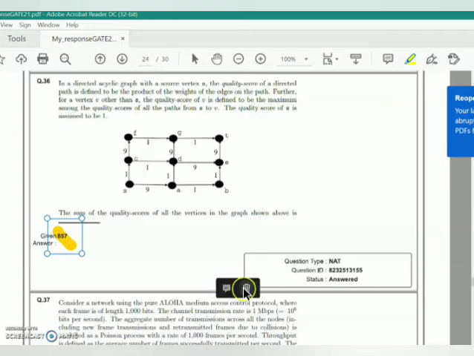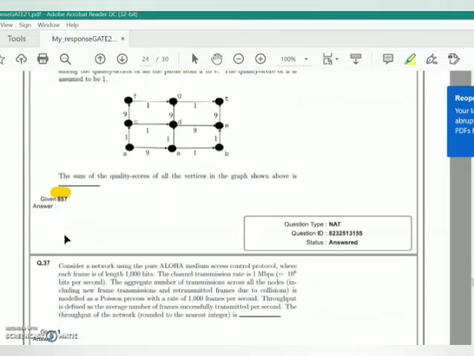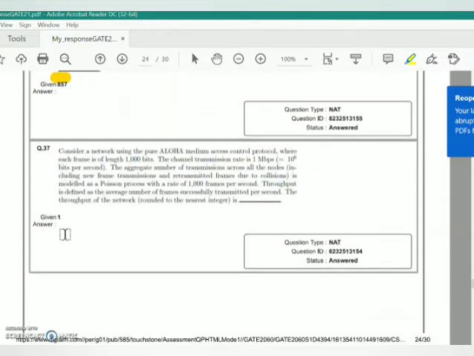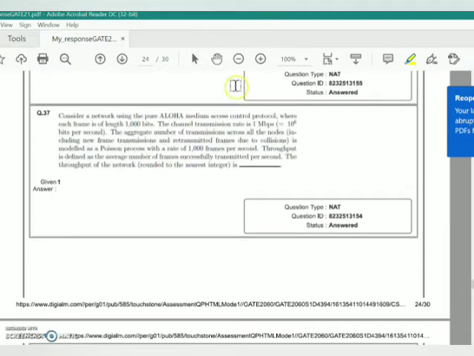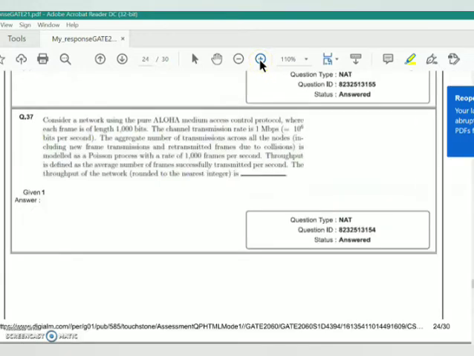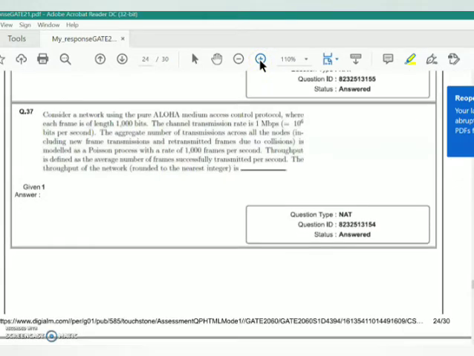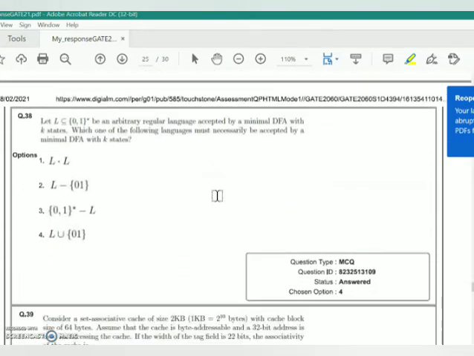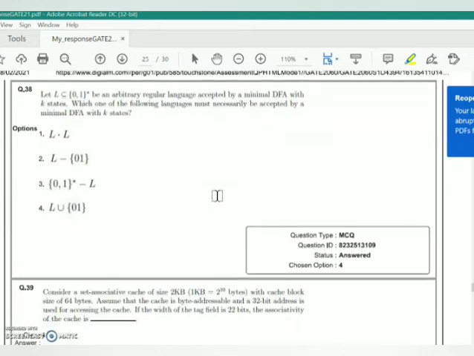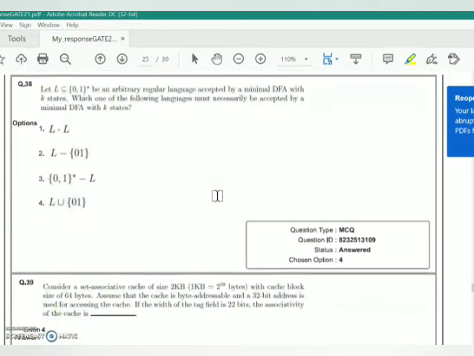The sum of the quality scores of all the vertices. Question number 37. It's a question on networking, the pure Aloha medium. Question number 38. Which one of the following languages is accepted by the minimal DFA?